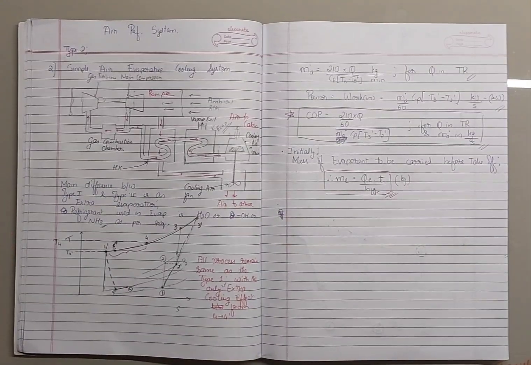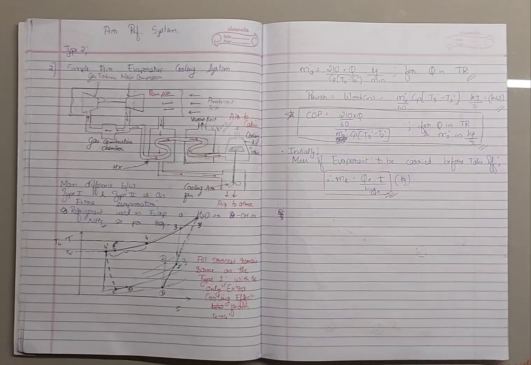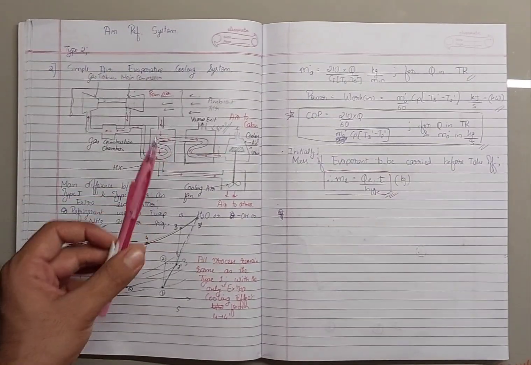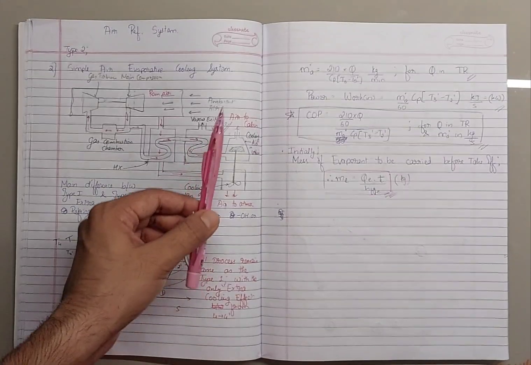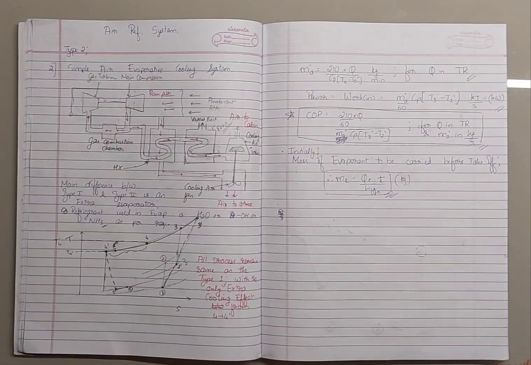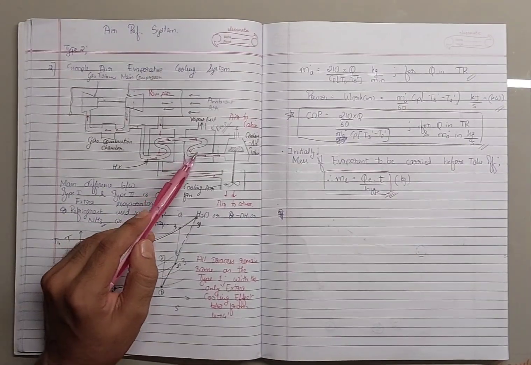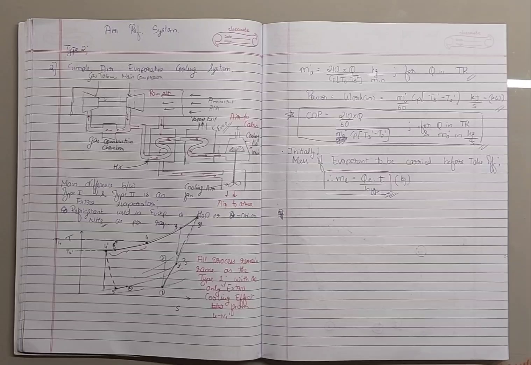Hello everyone, today we'll study the air refrigeration system of type 2, that is the simple air evaporative cooling system. Here, as discussed earlier, it is the same apparatus. The only difference is that it has an extra evaporator. This extra evaporator takes us a step forward and helps us reach slightly better cooling.